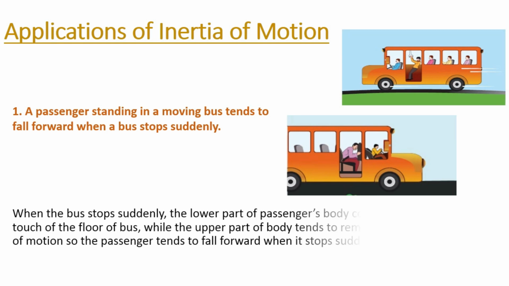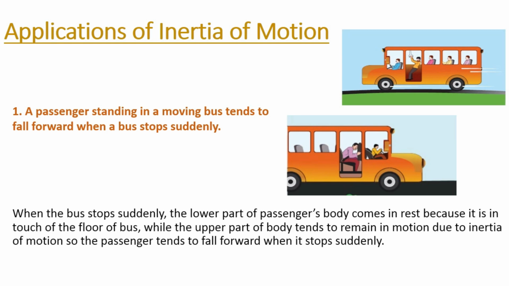That's why it is advised that the driver wear a seat belt while driving a car. So this is the explanation. When the bus stops suddenly, the lower part of the passenger's body comes to rest because it is in touch with the floor of the bus, while the upper part of the body tends to remain in motion due to inertia of motion. So the passenger tends to fall forward when the bus stops suddenly.